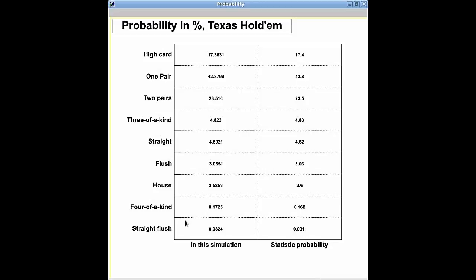2 pairs 23.52, 3 of a kind 4.82, a straight 4.59, a flush 3.03, a full house 2.58, 4 of a kind 0.17, straight flush 0.03. Now on the statistical probability, for high card it's 17.4, 1 pair 43.8, 2 pairs 23.5, 3 of a kind 4.83, straight 4.62, flush 3.03, full house 2.6, 4 of a kind 0.17, straight flush 0.03.